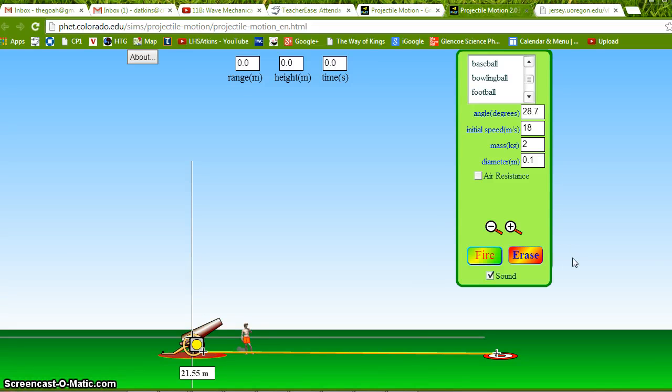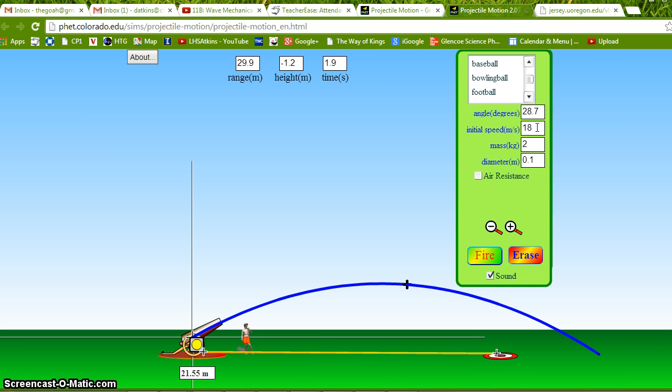So today we're going to begin talking about something called projectile motion, motion in two dimensions. We're going to see what happens when you launch something at an angle, as we have with this cannon right here trying to hit this target. We have an initial speed of 18 and an angle of about 29 degrees, and if we hit fire we can see that the cannonball makes that arc.